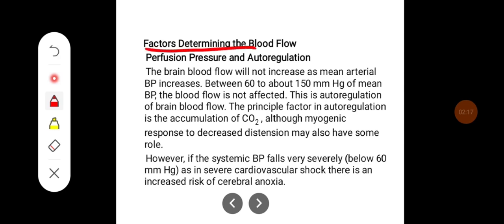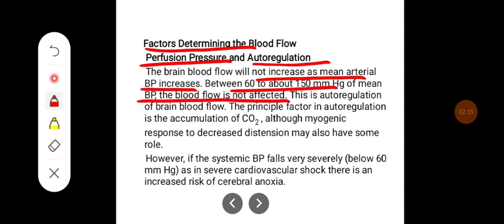Factors that are going to determine the cerebral blood flow. It is determined by perfusion pressure and autoregulation. The brain blood flow will not increase as mean arterial blood pressure increases. Between 60 and about 150 mm of mercury of mean blood pressure, the blood flow is not affected. So this is autoregulation of the brain blood flow.